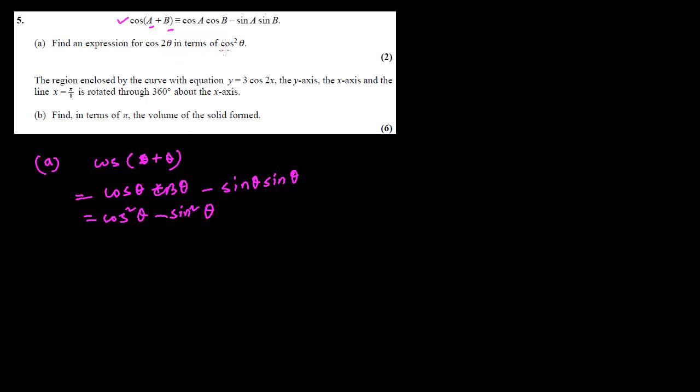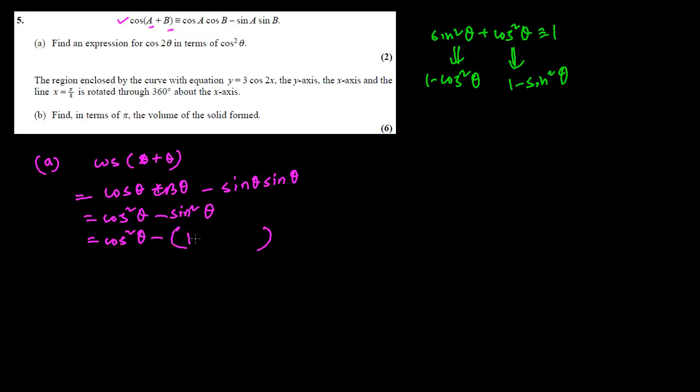They told us to write the answer in terms of only cos squared theta. Now we have to use the identity that sine squared theta plus cos squared theta is identical to 1. From here we can get cos squared theta is identical to 1 minus sine squared theta, and sine squared theta, if we send cos squared to the other side, is 1 minus cos squared theta. We want the answer only in terms of cos squared theta, so we have to get rid of the sine squared theta. We write cos squared theta minus, and instead of sine squared theta, we write 1 minus cos squared theta, using the identity.